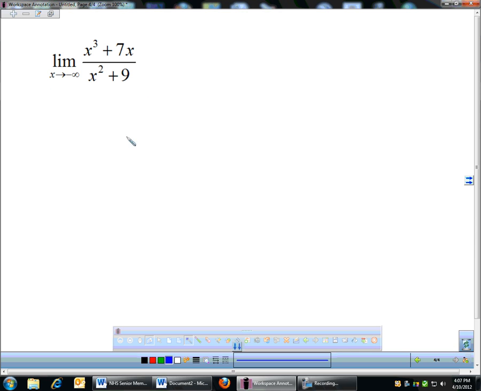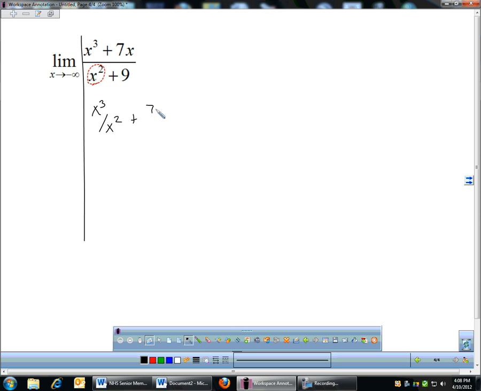And one last problem that we're going to look at. This one, I changed it up, and this is approaching negative infinity, but that doesn't change our approach. We're still going to use the same process. We look in the denominator, and my high power term in the denominator is x squared. So every single term, and I have 4 terms in this problem, I'm going to divide by x squared. So x cubed divided by x squared plus 7x divided by x squared over x squared divided by x squared plus 9 divided by x squared.